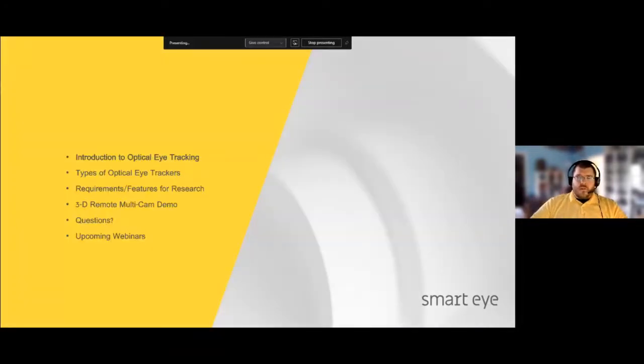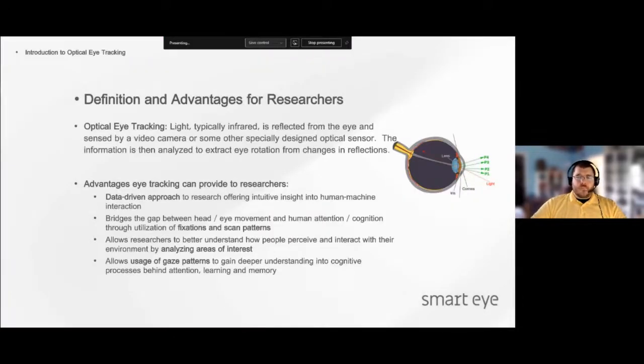But before we dive into the features of optical eye trackers, let's first give a small introduction to optical eye tracking. I'd first like to define what optical eye tracking is and then discuss the advantages that it offers to researchers. The definition or concept of optical eye tracking is that light is reflected off the back of the eye. The reflected light exits the eye and is then measured using remote cameras or another optical sensor. Mathematical calculations are performed to determine where the eye was looking.